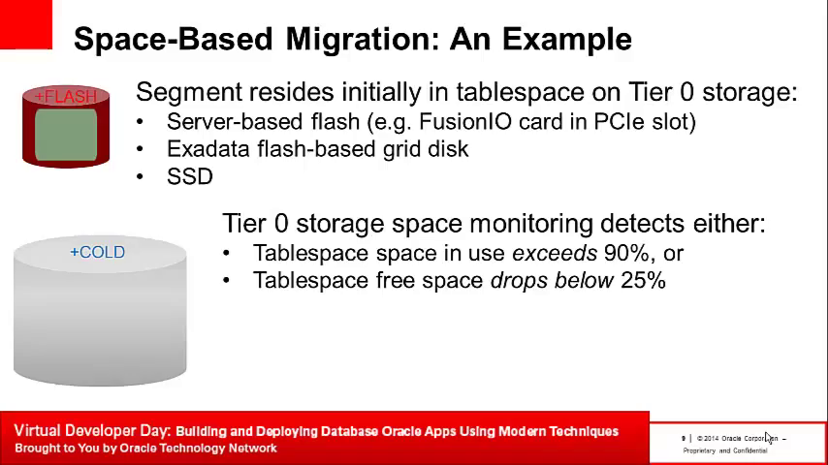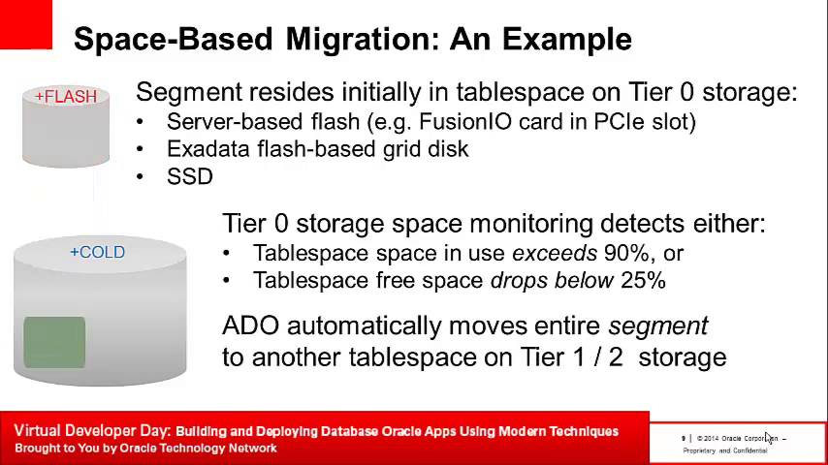When we detect that the table space in use exceeds 90%, or the free space in the table space drops below 25%, whichever one is qualified, ILM, Information Lifecycle Management packages, procedures will detect this and will automatically, my friends, move that segment to a totally different table space. I have an example of exactly this for you to take a look at.